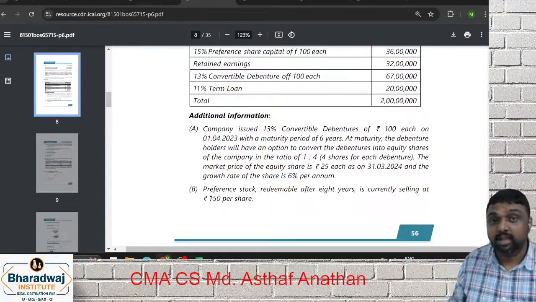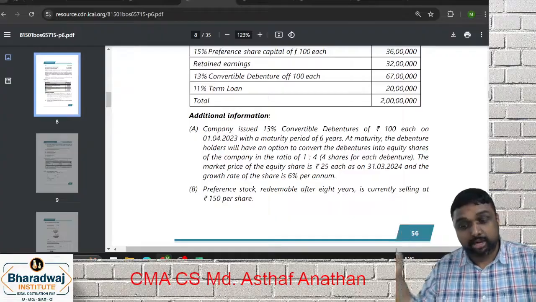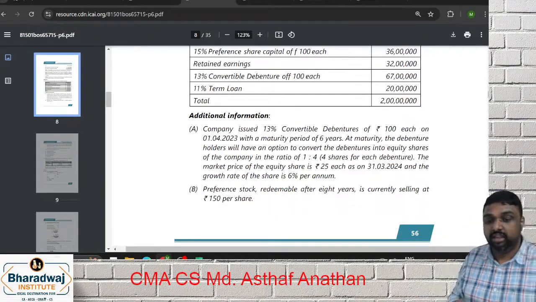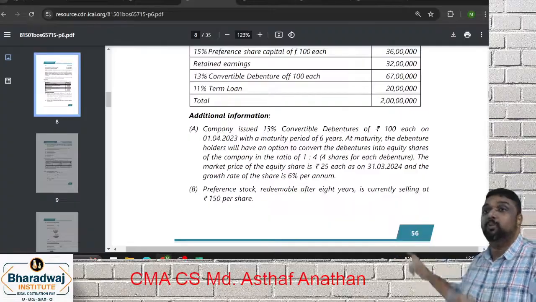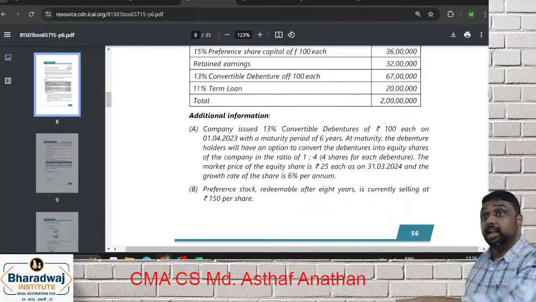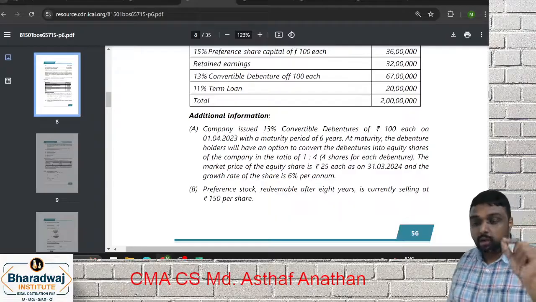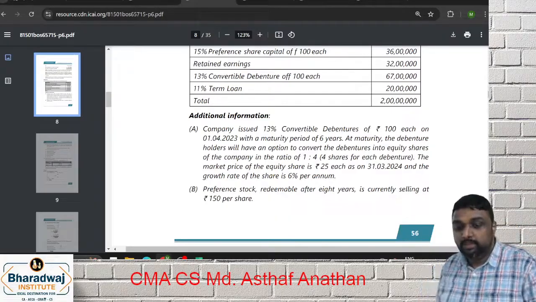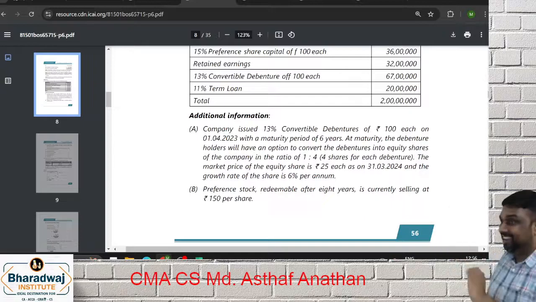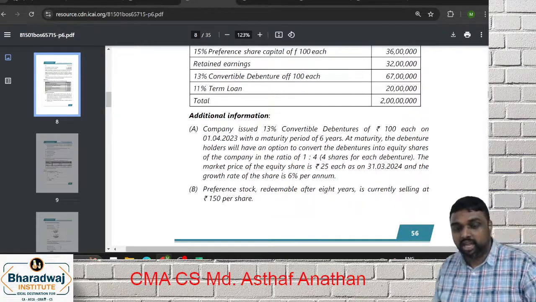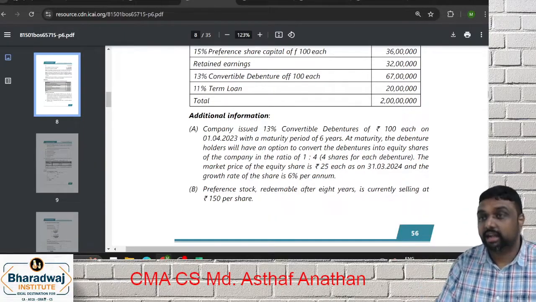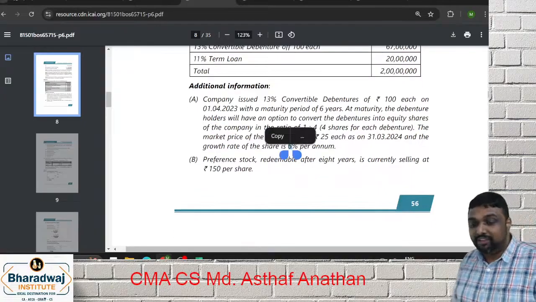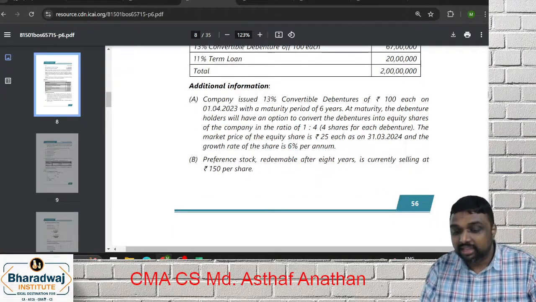Convertible debenture adjustment. The company issued 13% convertible debentures of 100 each on 1/4/2013, maturing after 6 years. At maturity, debenture holders have an option to convert the debenture into equity. This is an additional point. Conversion is in the ratio of 1:4, that means for every one debenture you get 4 shares. Right now the market price of the share is 25, and the shares are going at a rate of 6%.